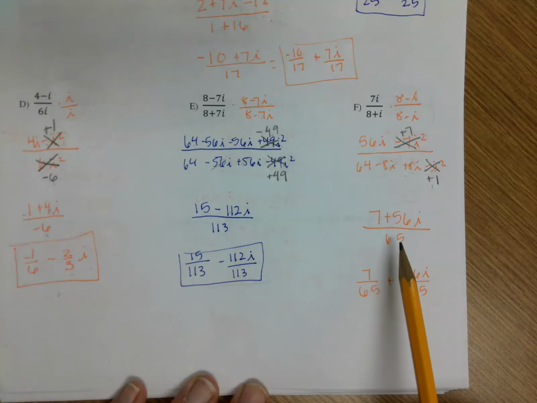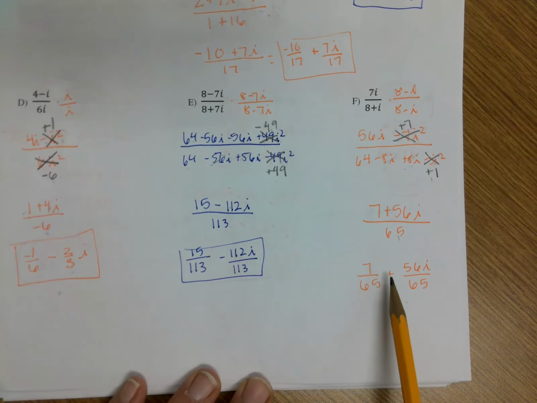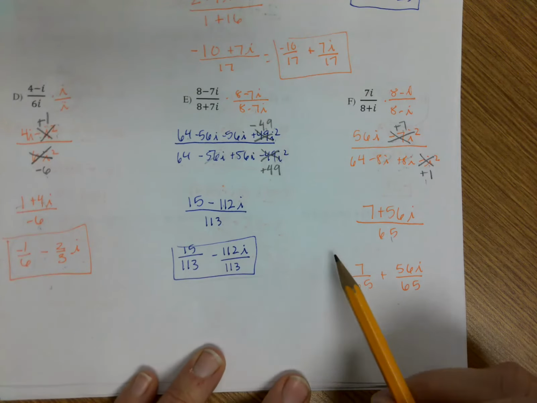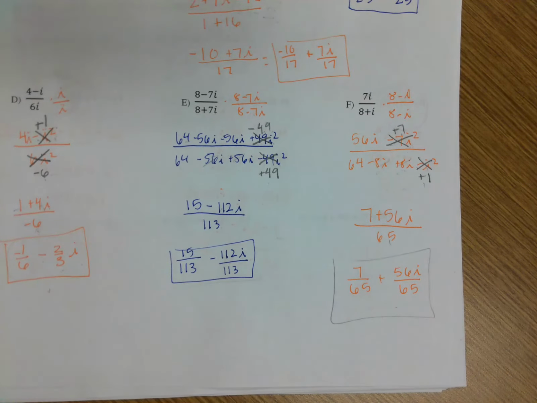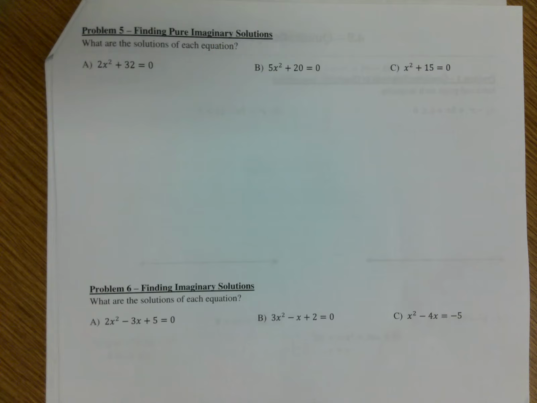And now I combine my like terms. I get this, split up my two fractions, bing, bada, boom. And there you have it. See? Now we get into the second part of part 2.